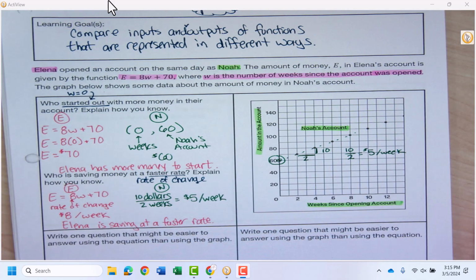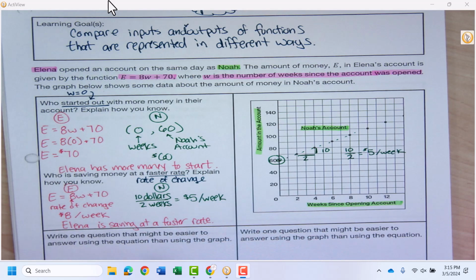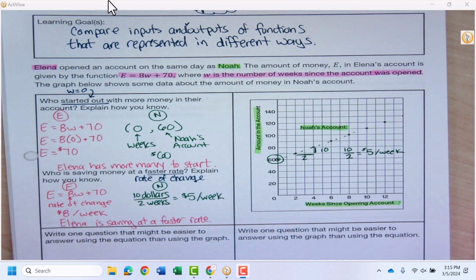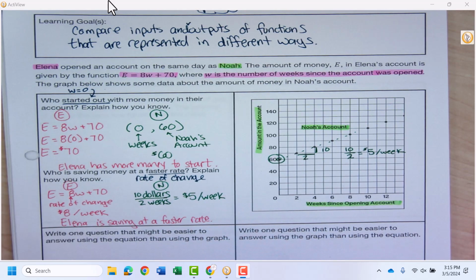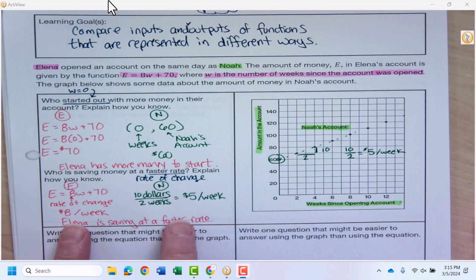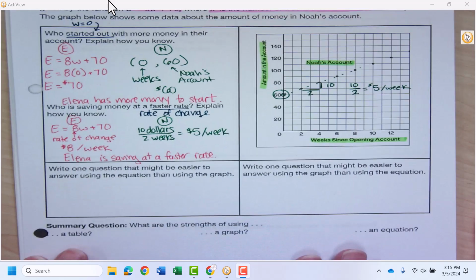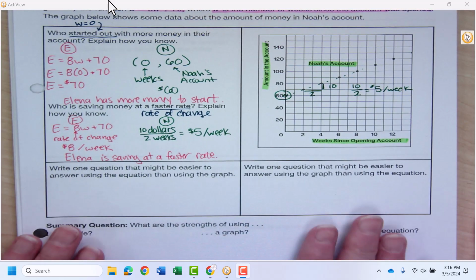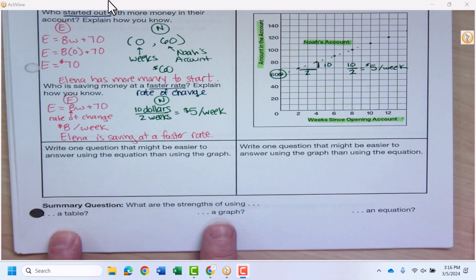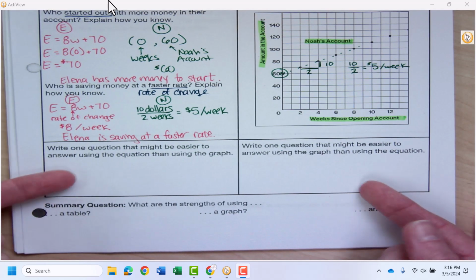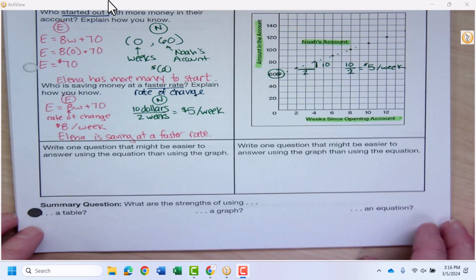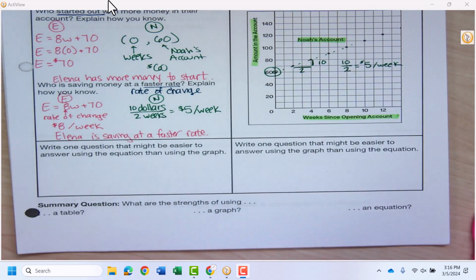Okay, but we're proud of Noah as well. They're both saving money, good habits. So that's the point of this lesson, is taking 2 different representations and still finding a way to compare them. Different representations have different benefits. I'm going to talk about the benefit of each kind of representation down here, and then we'll come back to these questions that might be more easily answered with one representation over another.